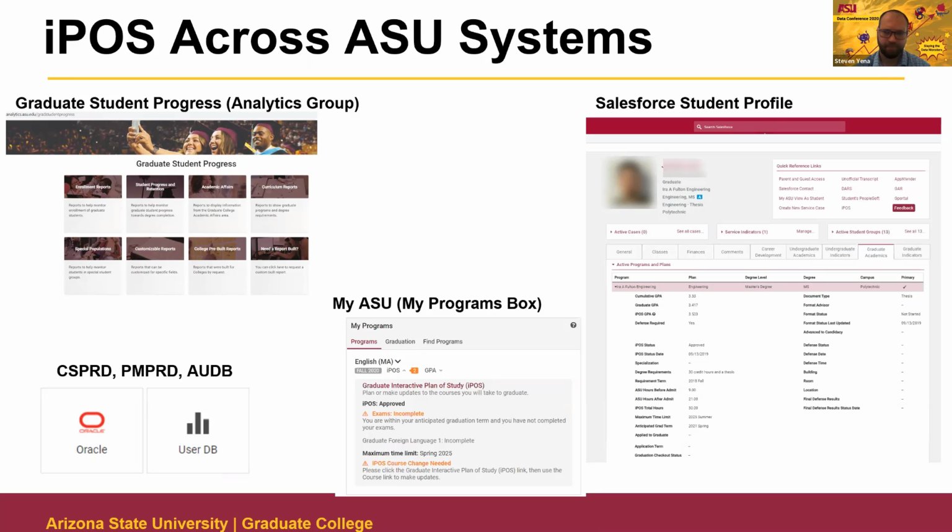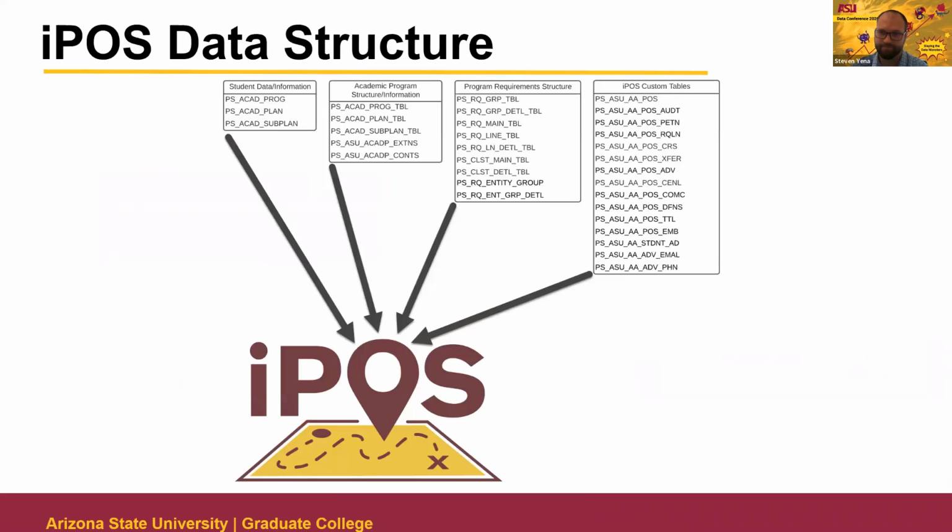And then for those that are more interested in the data side, and we'll talk more about that shortly, the data is available in CS Prod, which is PeopleSoft, our PM Prod environment, which is the data warehouse. And then we've been working recently on the AUDB, which is really these user tables, and looking to create some nice data sets that we could share with some of the other data community in the future. So with that, I'm going to hand it off to Sean to dive into the iPOS.